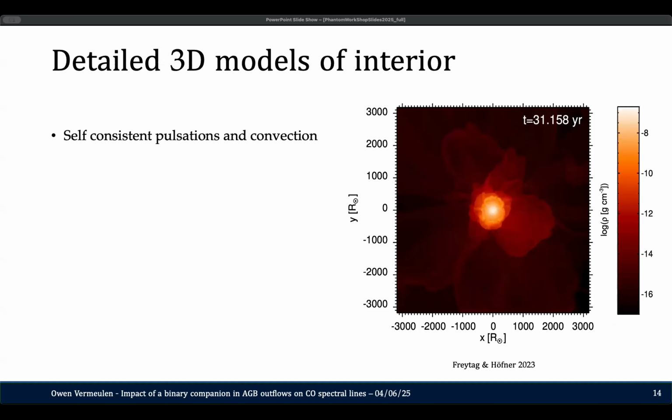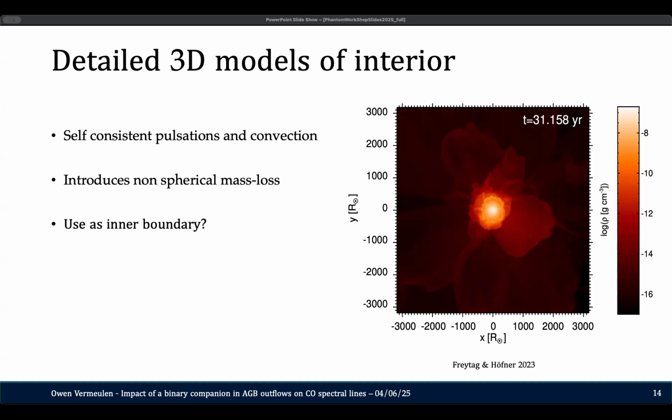Alternatively, there exist these very nice detailed 3D models of the interior of AGB stars. These are the Freytag and Höfner models, which are made using the CO5BOLD code. These authors get self-consistent convection and pulsations. And so here, the non-spherical mass loss rate comes out as well. Here I show a snapshot of one of their simulations, where clearly these different bulbs are the mass loss rate. This is just a star.